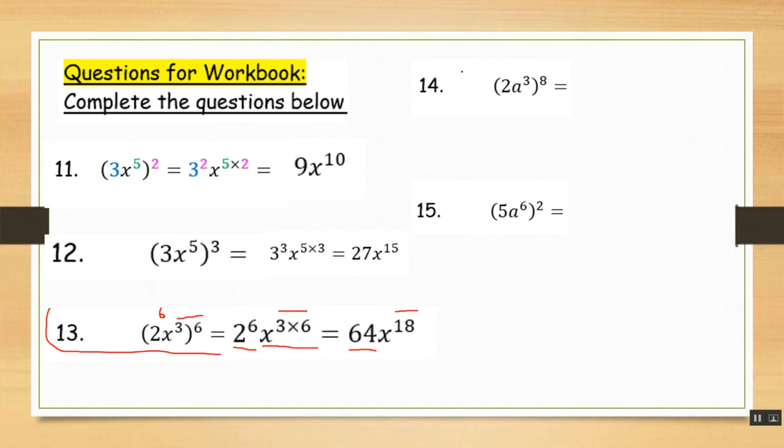Question 14 at the top here, 2 to the power of 8, a to the power of 3 times 8. So 2 to the 8 is 256. So you can get some big numbers with these. x to the power of 3 8s are 24. So we get x to the power of 24. Next one, 5 squared is 25. a to the power of 6 times 2 is x to the power of 12. 5 squared is 25.